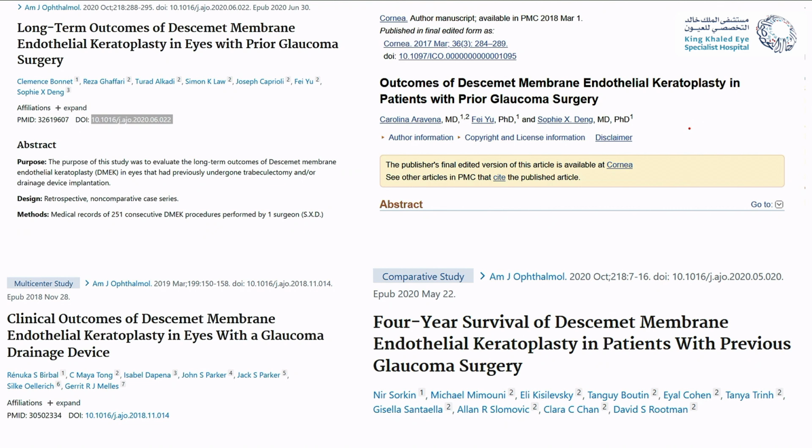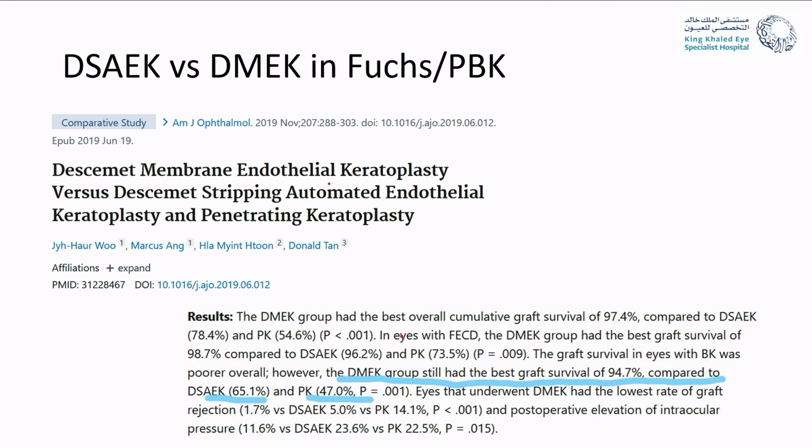And these are all the papers from the West showing that if you have prior glaucoma, if you have a bullous keratopathy, the survival is not as great as it is if it is a Fuchs or a straightforward bullous keratopathy.